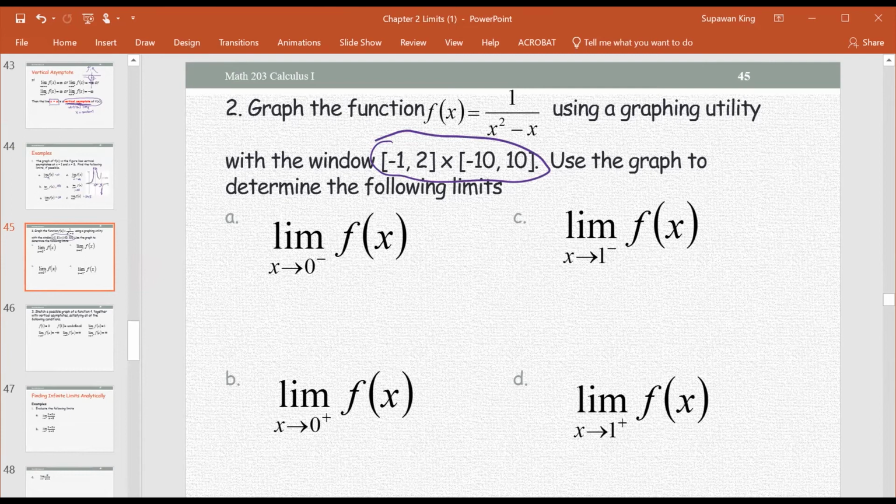For the minimum x -1, maximum x. So this is x min, and this is x max, and then y min as -10 and y max as +10. And from the graph, we're going to use the graph to find the one-sided limits listed as A, B, C, and D.